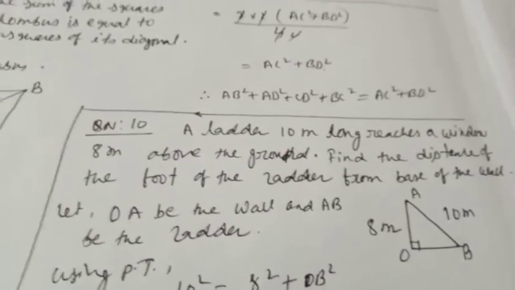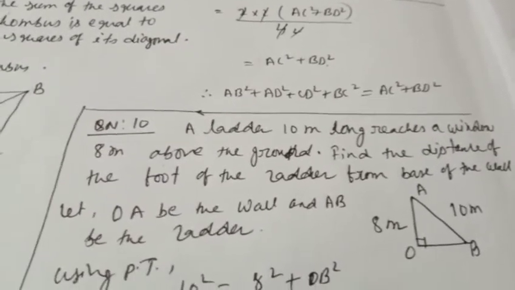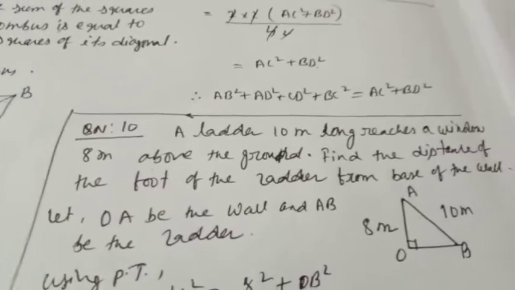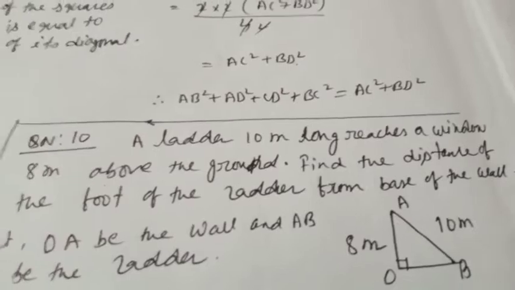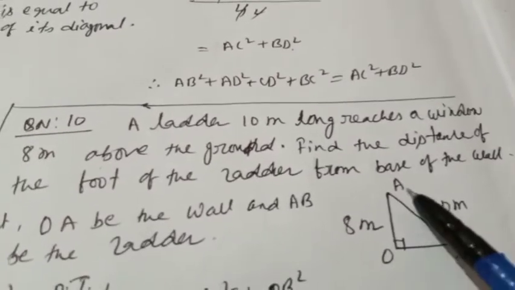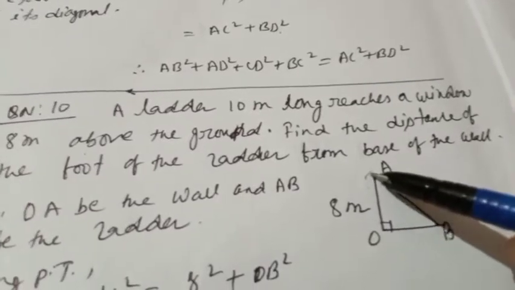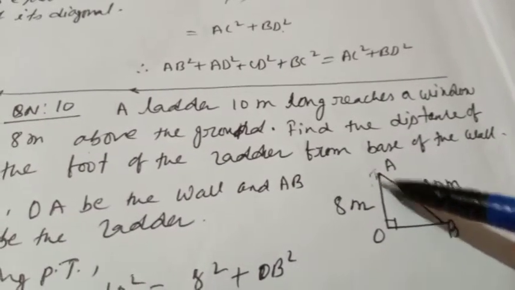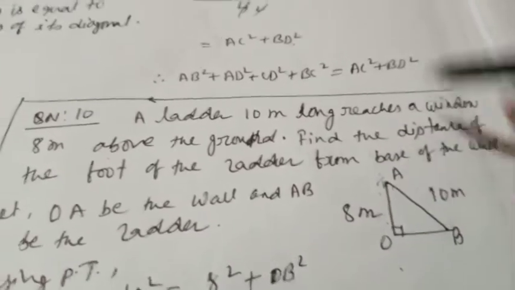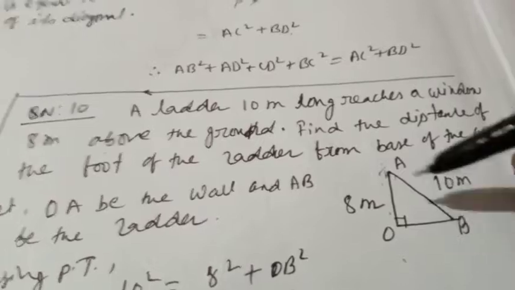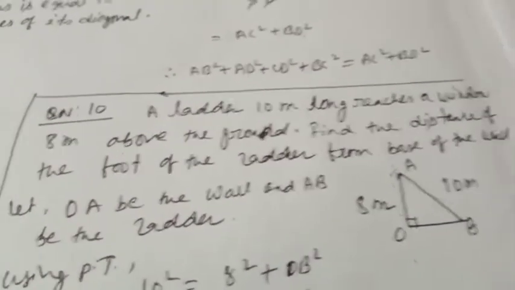First of all, imagine the picture. This question needs imagination. Just imagine a ladder, the wall and the base. Suppose OA is the wall. Wall is always what? Perpendicular. Yes or no? Wall is always perpendicular. Then this AB is the length of the ladder.